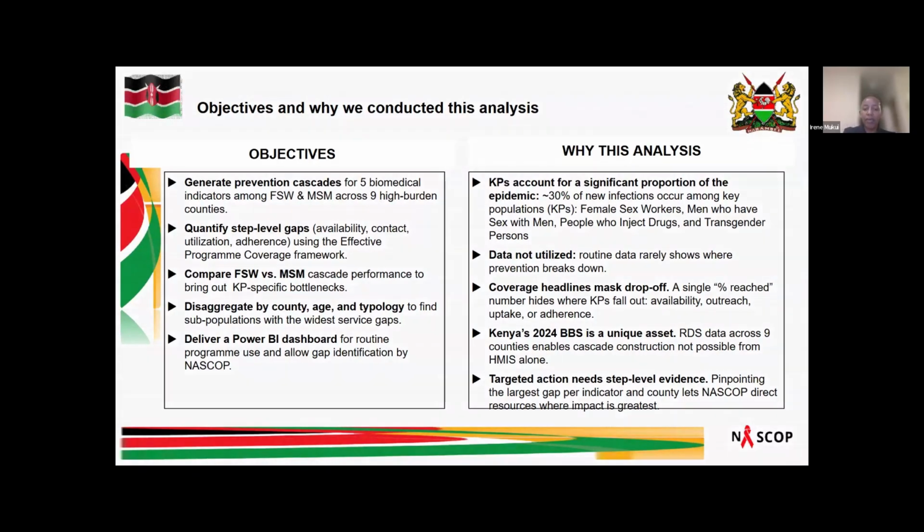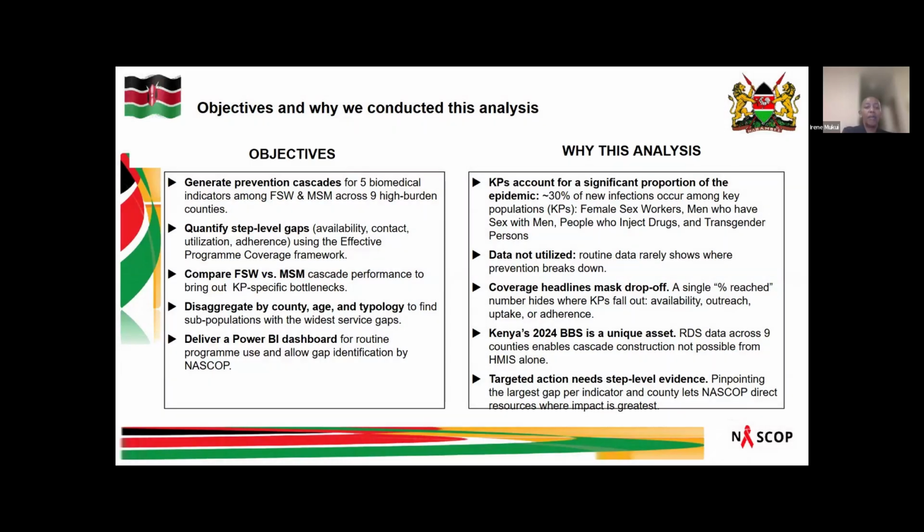So we had the advantage of the country having conducted the biobehavioral survey in 2024, which was very timely, across 9 counties, and we utilized that data to construct cascades of care. Initially, our idea was also to use the health information system, the routine HMIS data, but that was not possible because of gaps in key indicators that would inform the prevention cascade.